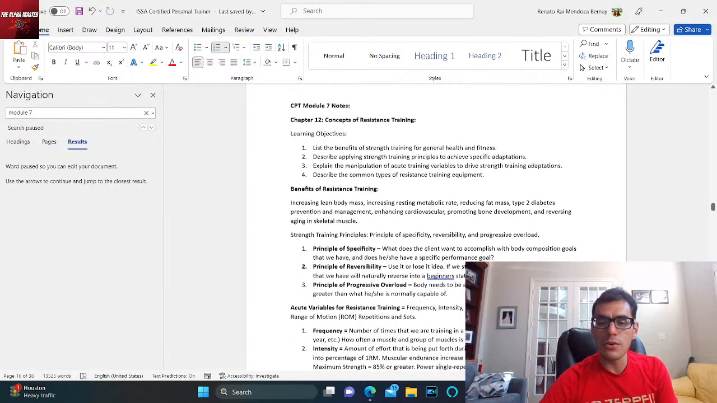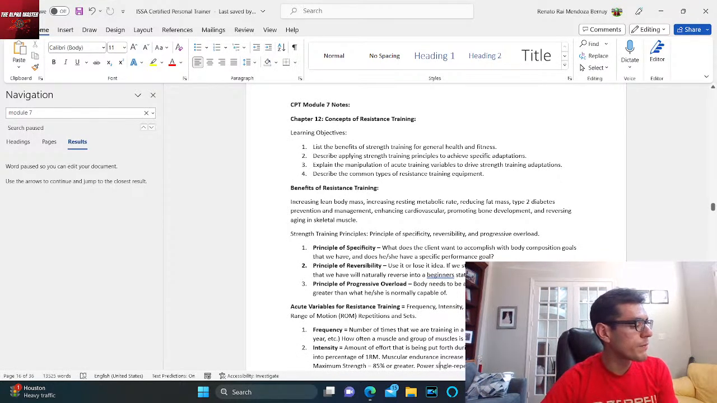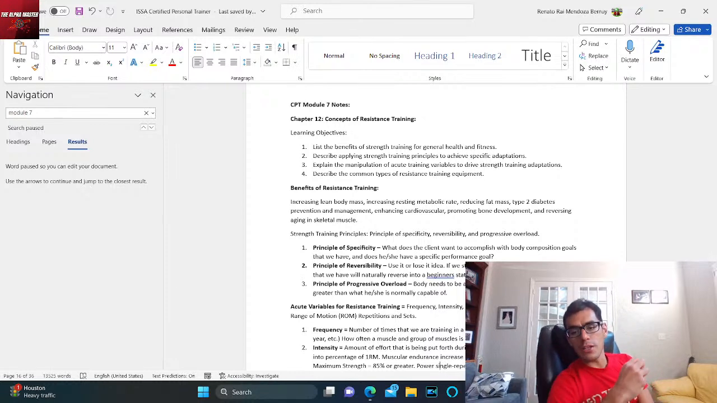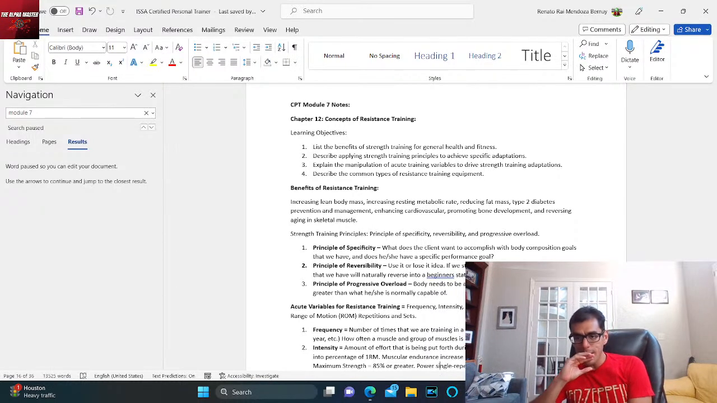Now, the intensity is going to be the amount of effort put forth during a given resistance exercise, expressed in percentages of one repetition max. Muscular endurance increases at 67% or less.